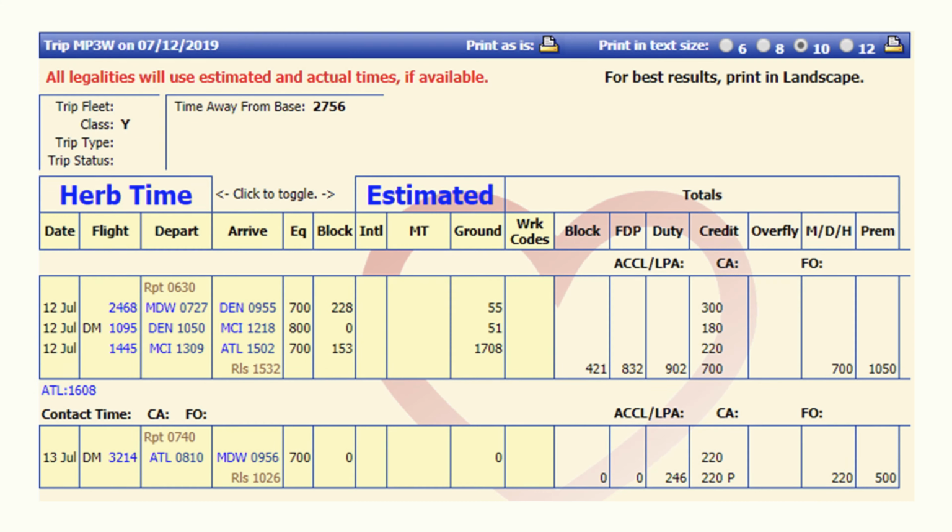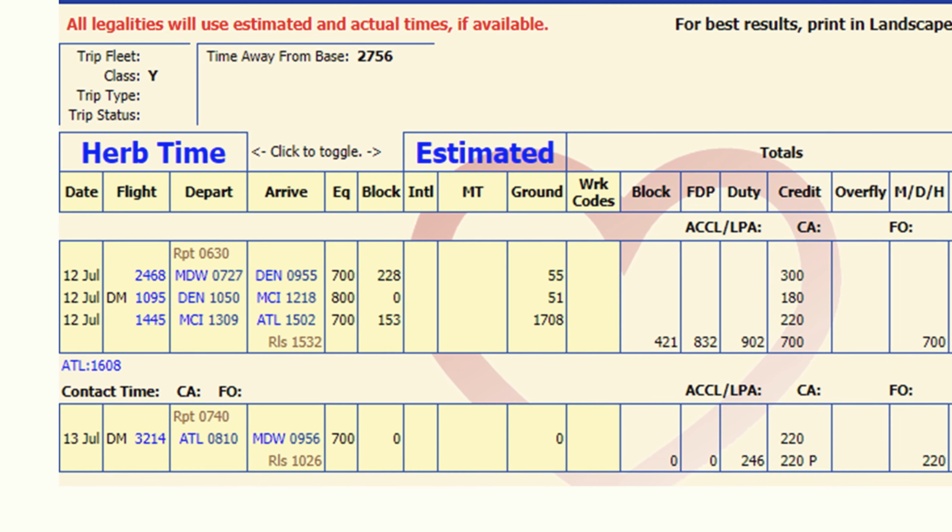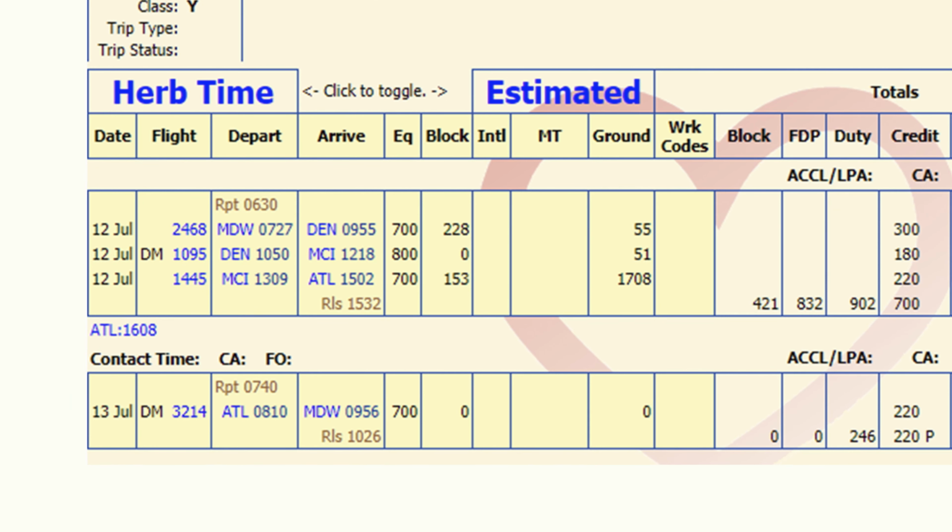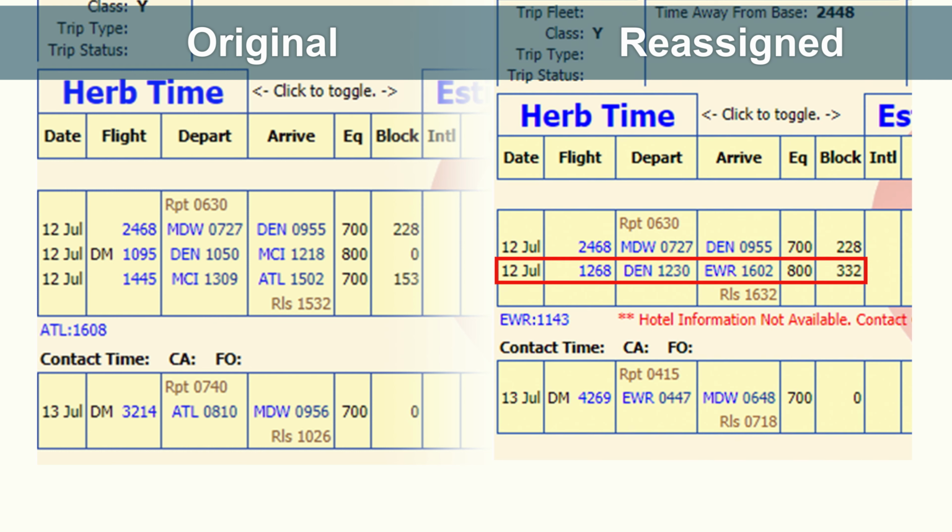To help illustrate, let's look at an example of a reserve trip that had multiple schedule changes in the form of reroutes and how the language in 4M6 applies. The trip originally began as a 2-day midway reserve pairing, MP3W. The first reroute occurred on July 12th. It removed the deadhead on flight 1095 Denver to Kansas City and the subsequent flight 1445 Kansas City to Atlanta, and replaced them with flight 1268 Denver to Newark.